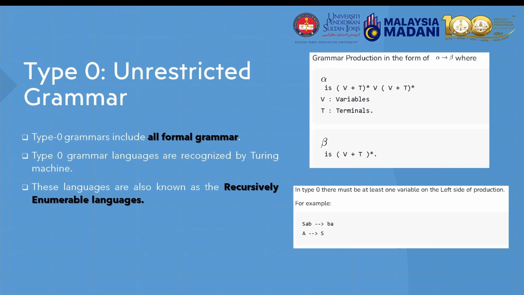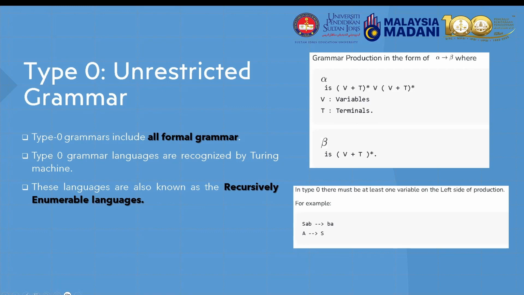Whereby A is the string of terminals and non-terminals, with at least one non-terminal, and it cannot be null. A grammar production is of the form alpha implies beta, whereby alpha is (V plus T) multiplied by V, and V plus T, where V stands for variable and T stands for terminal. Beta is V plus T.